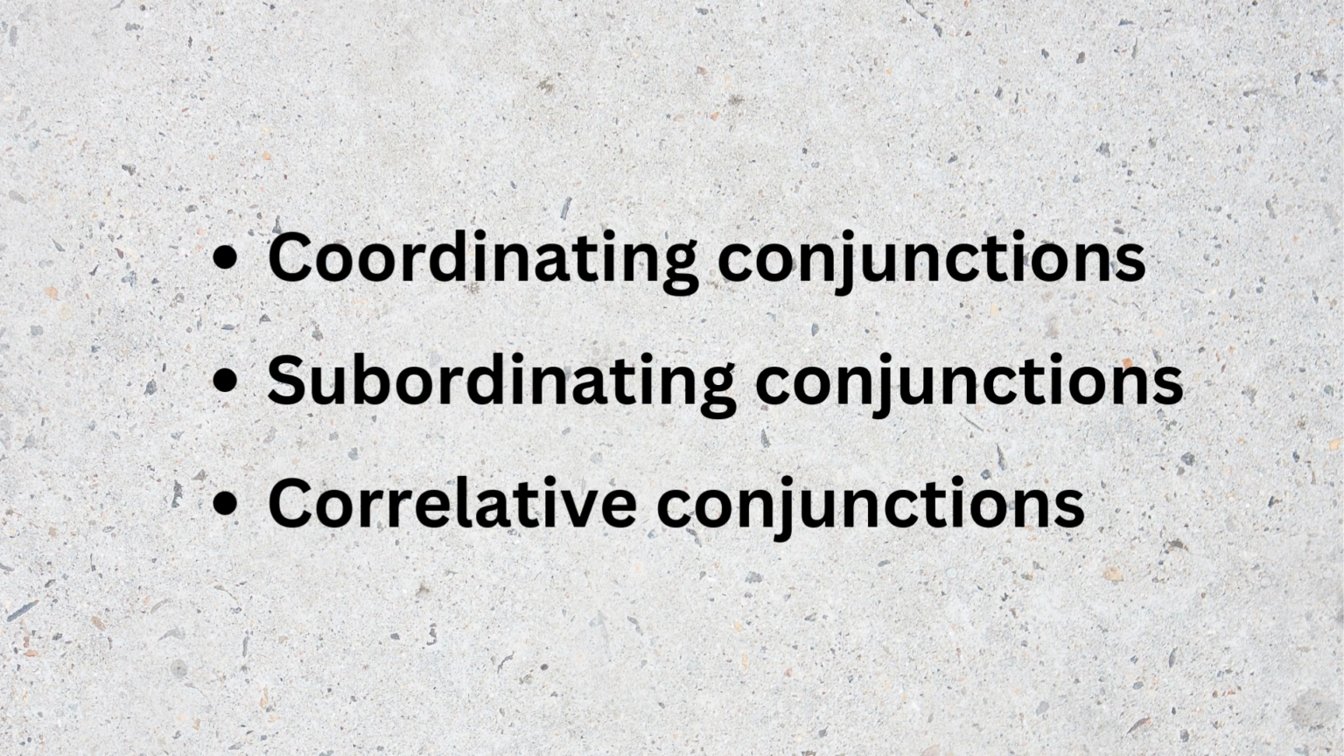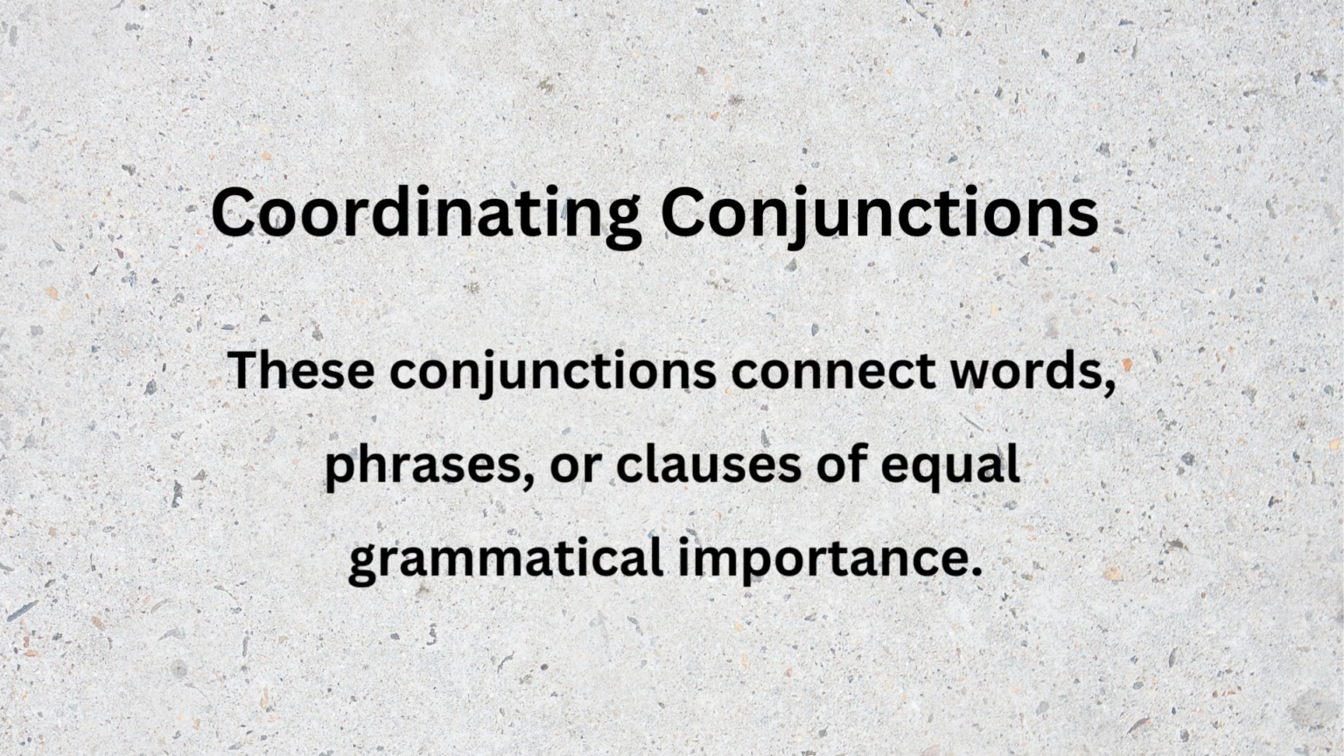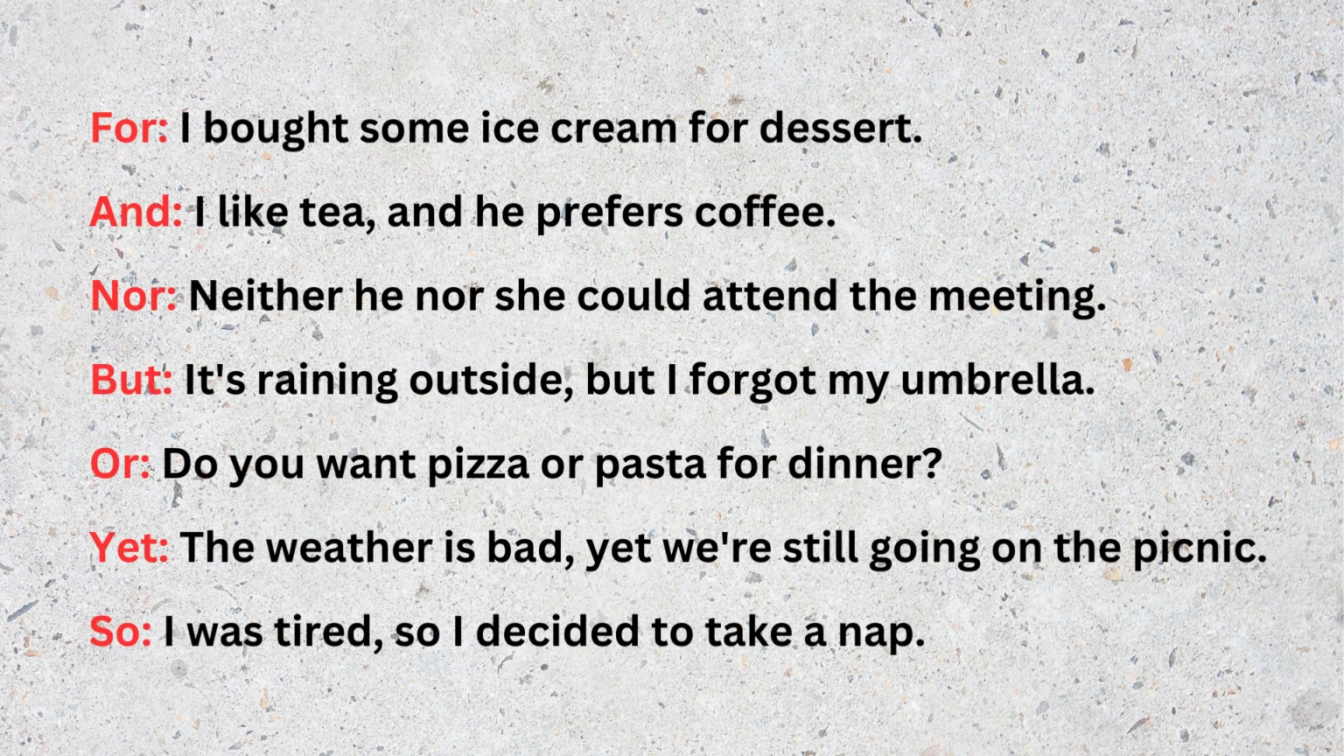First one is coordinating conjunctions. These conjunctions connect words, phrases, or clauses of equal grammatical importance. For example, for: I bought some ice cream for dessert. And: I like tea, and he prefers coffee. Nor: Neither he nor she could attend the meeting.